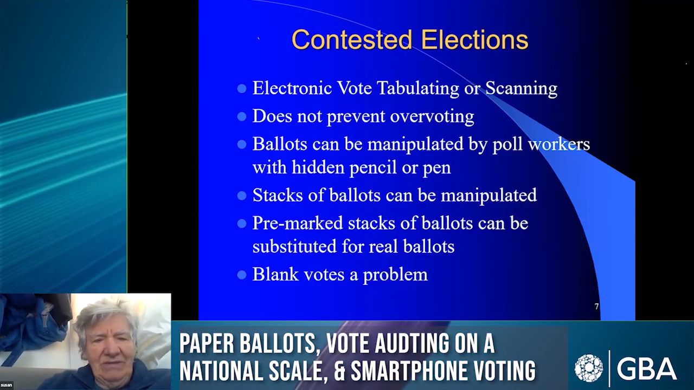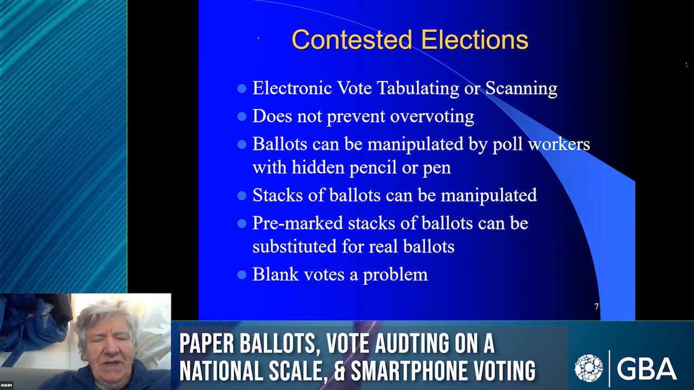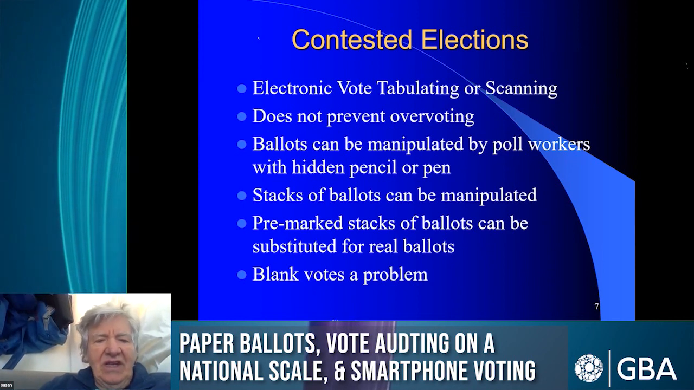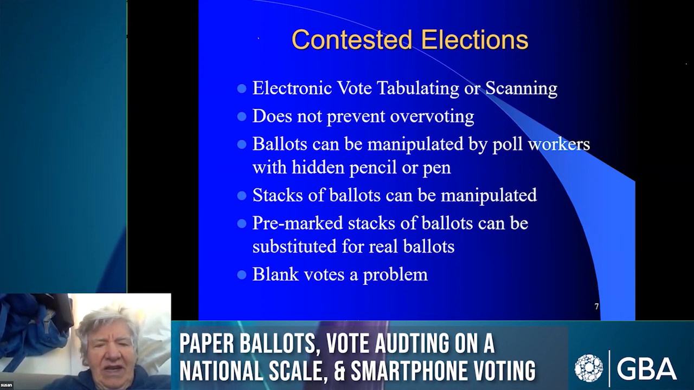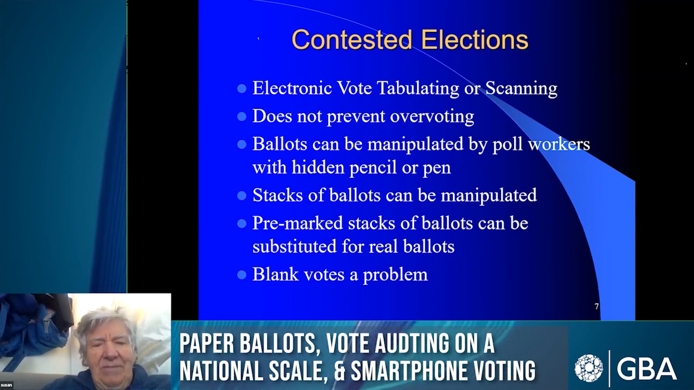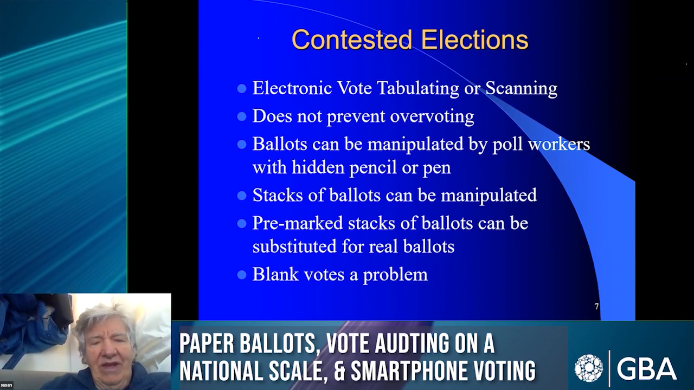And if you want to see the problems with election systems, you go back and look at contested elections, and you see electronic vote tabulating and scanning. It's really good to have a paper ballot backup of an electronic machine.